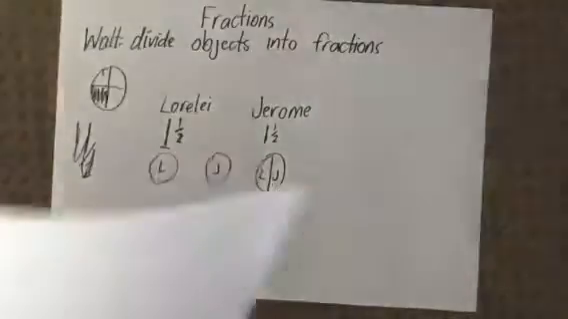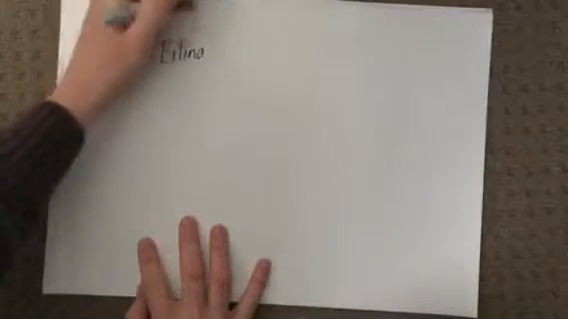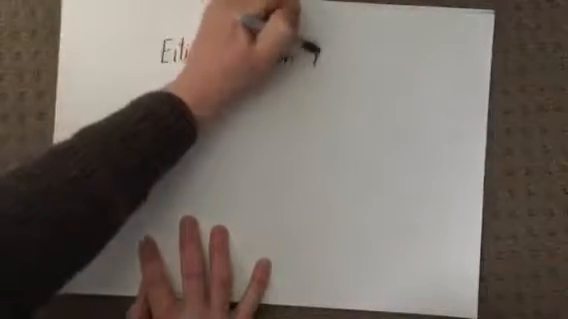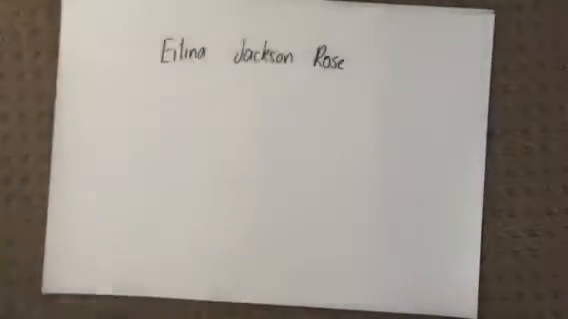Let's try another one and see how we go. This time we're going to have a few more people. We're going to have Alina, we're going to have Jackson, and we might have Rose. Okay, and they were deciding that they were going to try and share apples together.